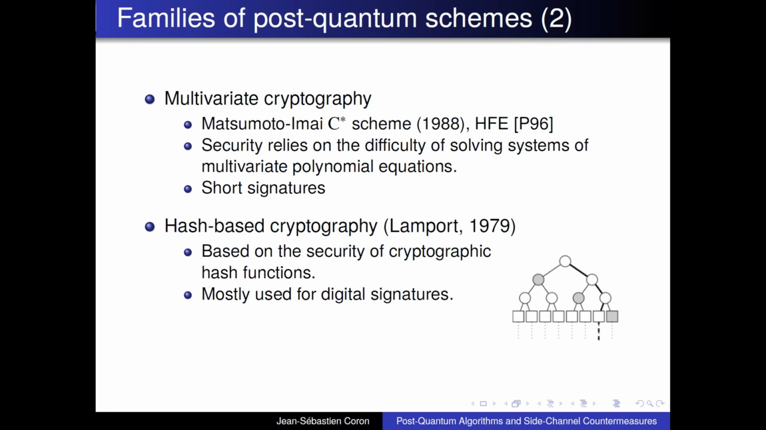And then we also have hash-based cryptography, initiated by Lamport more than 40 years ago. This enables us to design digital signature schemes based on the security of hash functions. So we only have to assume that the hash function is collision resistant. This enables us to avoid relying on more structured mathematical assumptions like finding a short vector in a lattice. Here we only rely on the hardness of finding a collision.